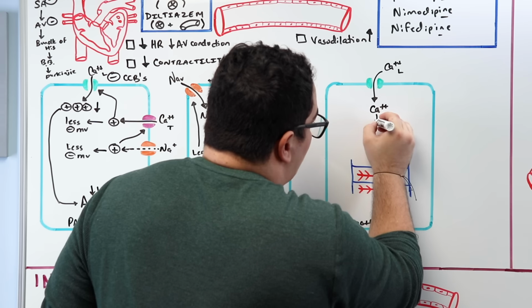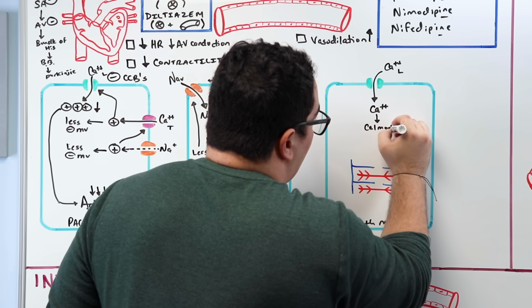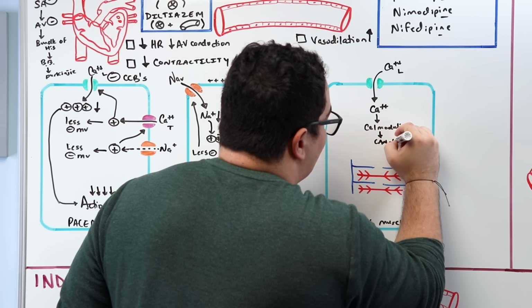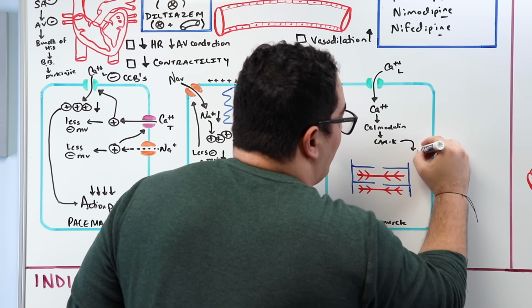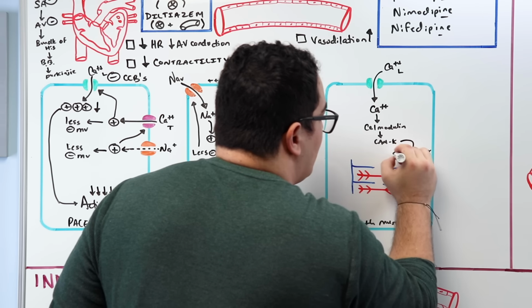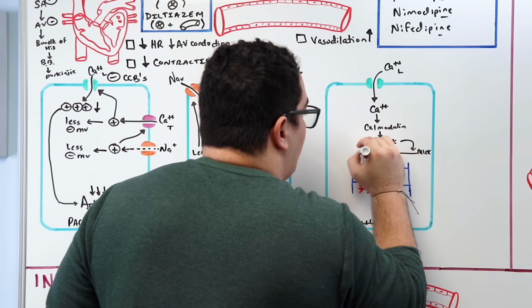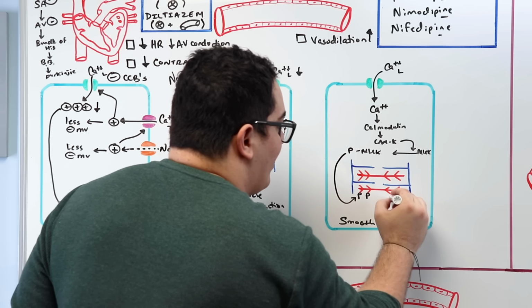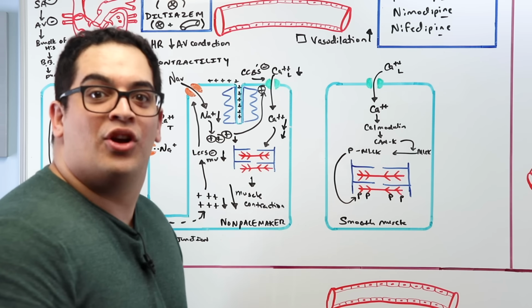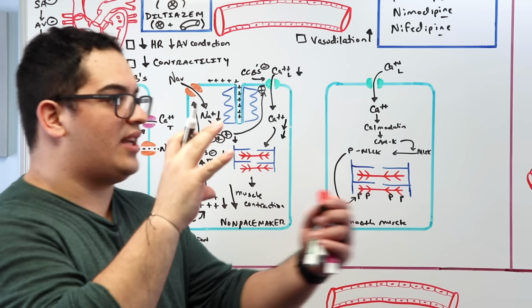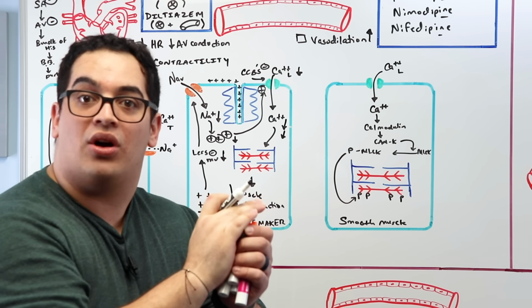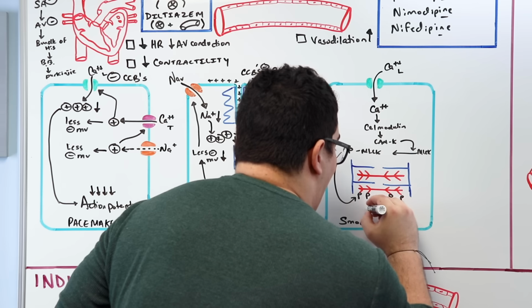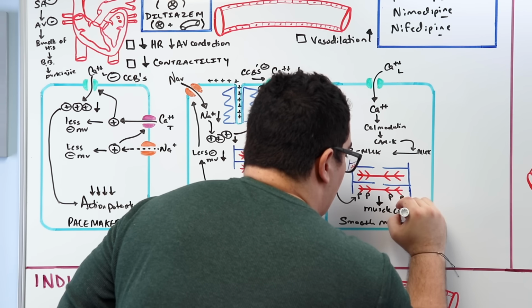Then calcium binds onto a protein called calmodulin. And then calmodulin can activate this thing called CAM kinase. And CAM kinase can convert what's called myosin light chain kinase into a phosphorylated myosin light chain kinase, which then can phosphorylate the heads of myosin. When you phosphorylate the heads of myosin, it allows for that cross bridge formation to occur. And what happens? Muscle contraction. So as a result of that, you get muscle contraction.